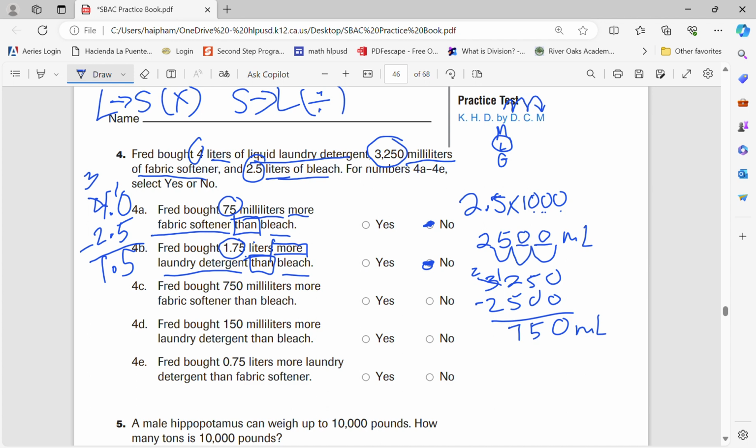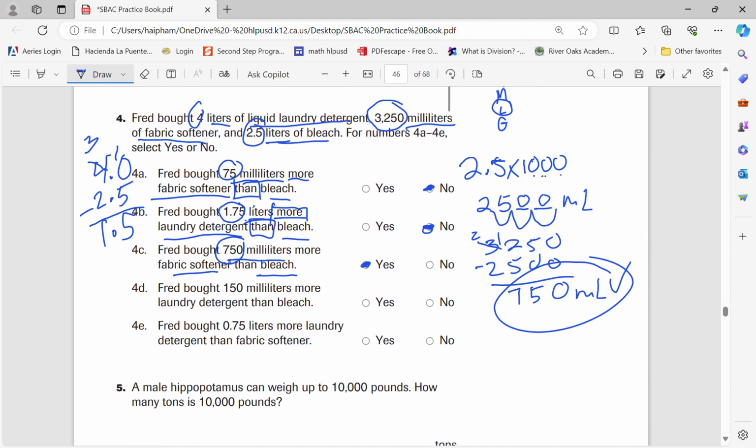Let's look at C. Fred bought 750 milliliters more fabric softener than bleach. Now we compared fabric softener to bleach in 4A, and we did get 750 milliliters here, which makes this statement correct. So let's mark yes there.